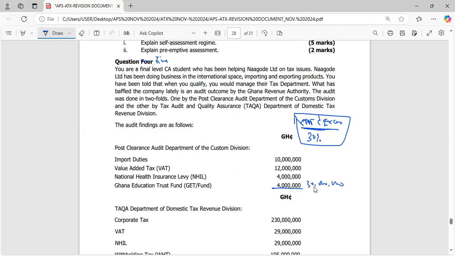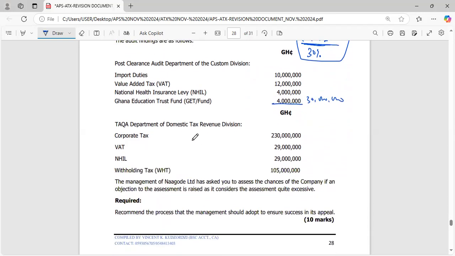So in your explanation, you tell the examiner that before they can be successful, all these taxes relating to the post-clearance tax audit, then you list them. For import duty, this amount, they have to pay the total amount of tax. Now, for the corporate tax, they have to pay 30% of this amount. So you do the calculation and give the 30% to be paid. For the VAT, you have to pay all. For the health insurance levy, they have to pay all. For the withholding tax, they have to pay 30%. So you do that and get the total tax they have to pay before their objection can be listened to.